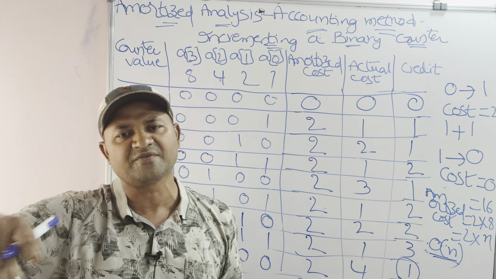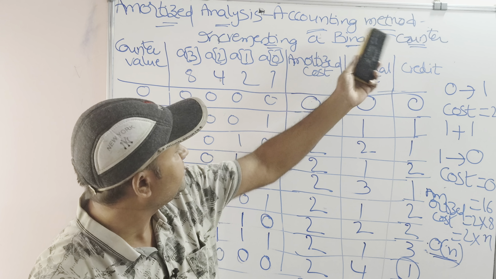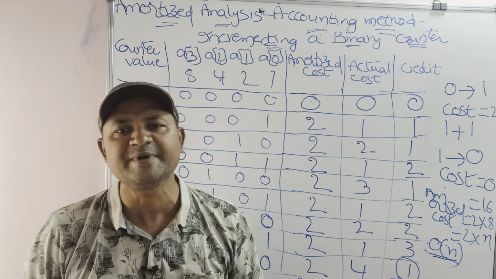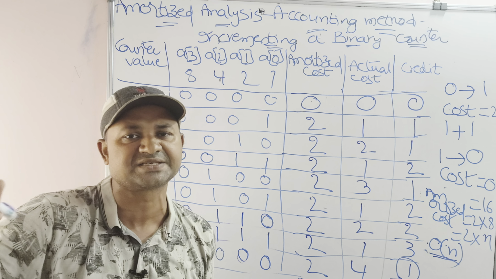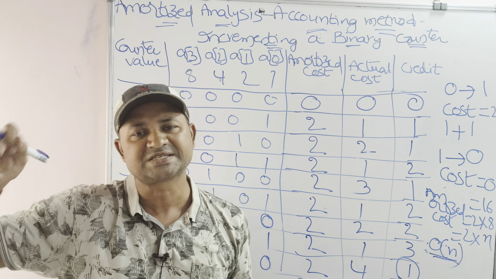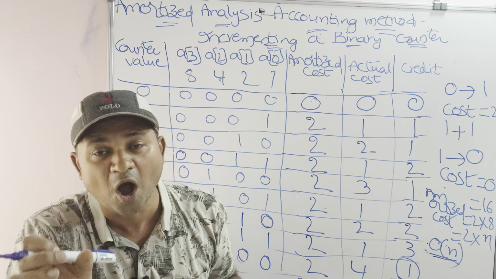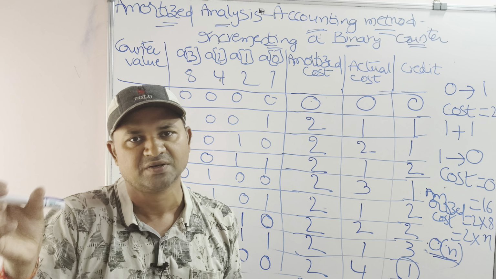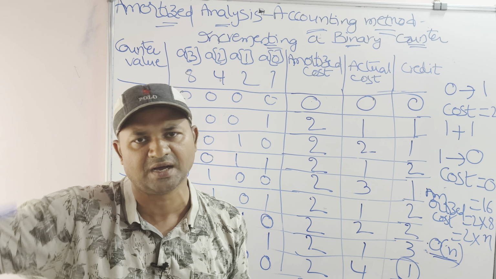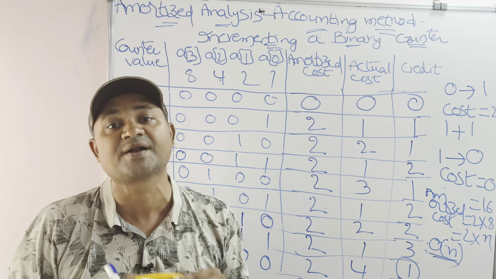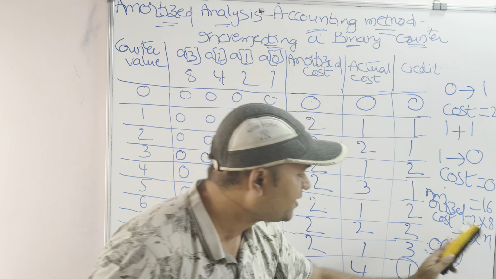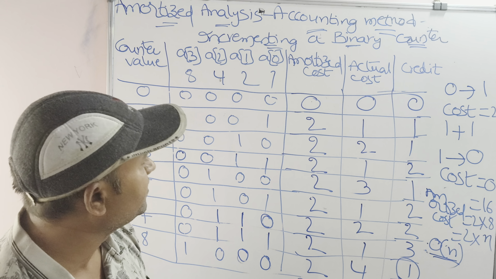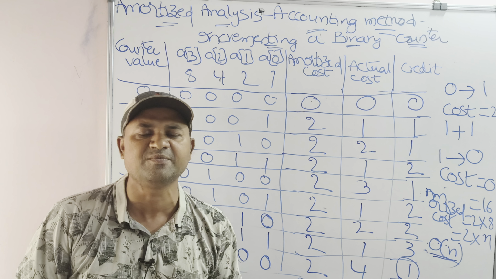So previously we have seen the aggregate method using incrementing a binary counter. There we got amortized cost as order of 1. So that order of 1 is for each operation. But here, for all the operations, the amortized cost is order of n. In the next video we will see about potential.